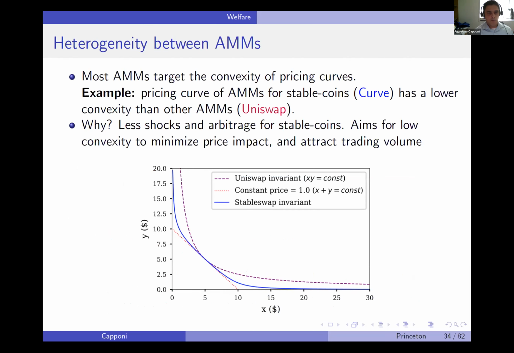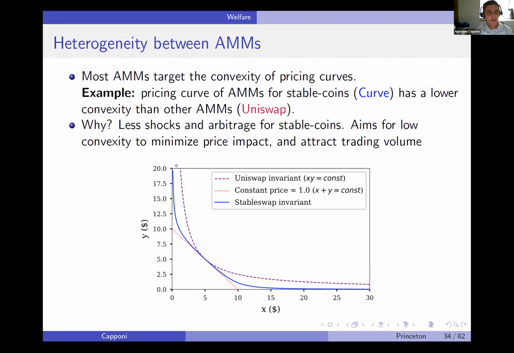So I just want to quickly mention what we have seen: you need more convexity for unstable pairs than for stable pairs, because for unstable pairs there is more volatility and therefore more possibility for arbitrage. If you look at the main exchanges, Curve is an exchange that only manages stable coins, and it has a pricing function which is much less convex than the one of Uniswap, right?